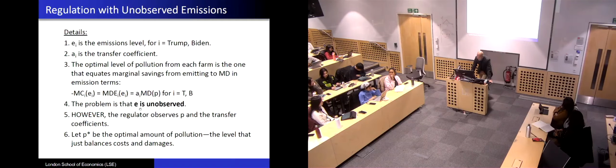The problem that we have here is that E is unobserved. Okay, we don't know what the actual level of emission is. However, the regulator observes P and the transfer coefficient. So how does that even make sense? Well, they know what P is, right? That's relatively easy to find out. And they can, for example, get a good understanding of the transfer coefficient given, let's say, the distance between the source and the receptor, okay? Let P star be the optimal amount of pollution, the level that just balances costs and damages as always, all right?